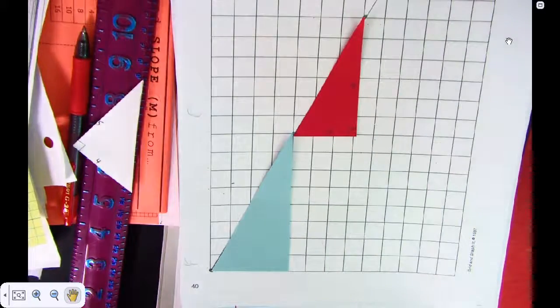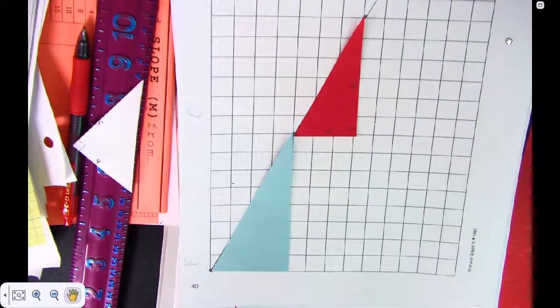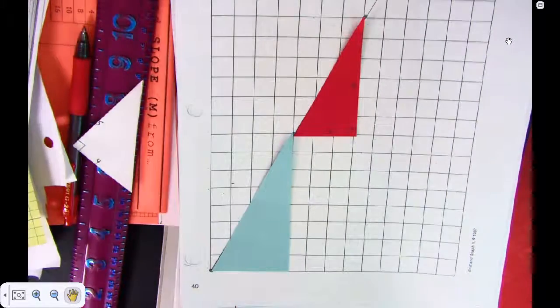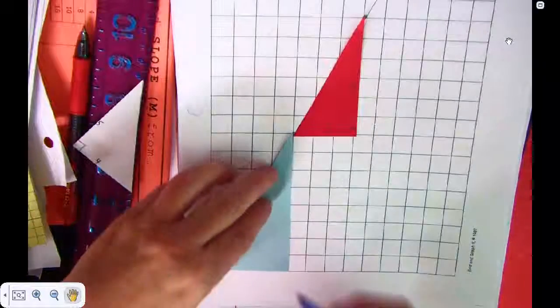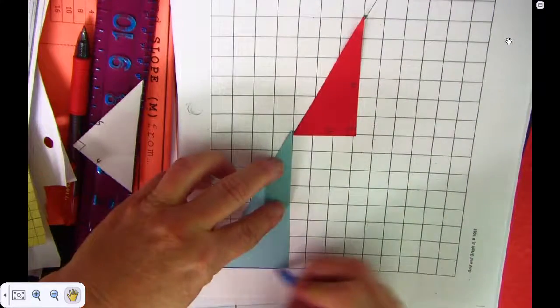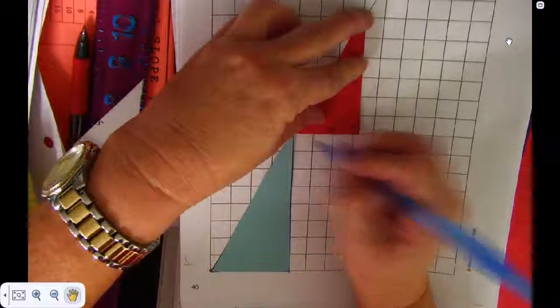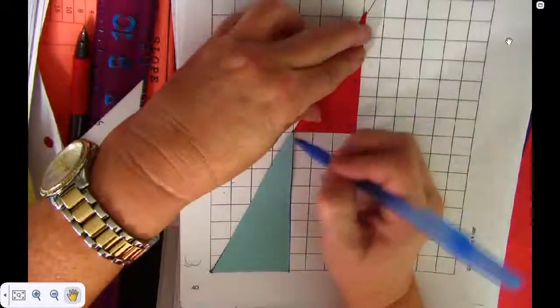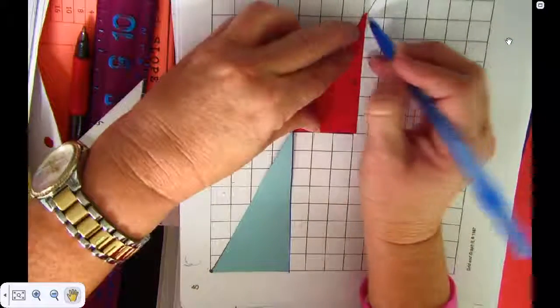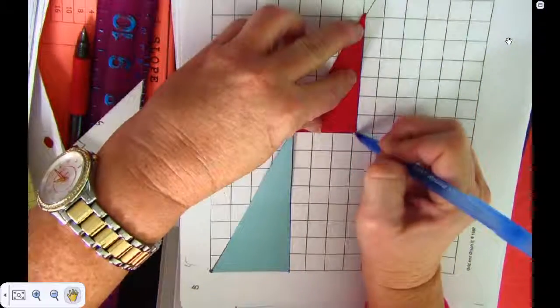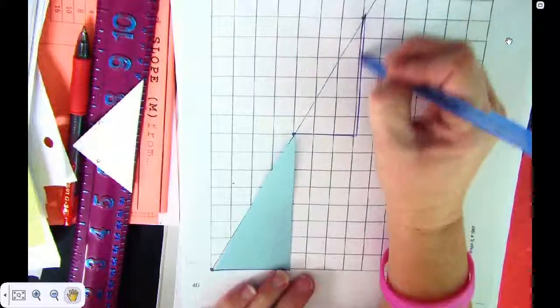Put it on the line like I have them, please. And then trace around the triangles.